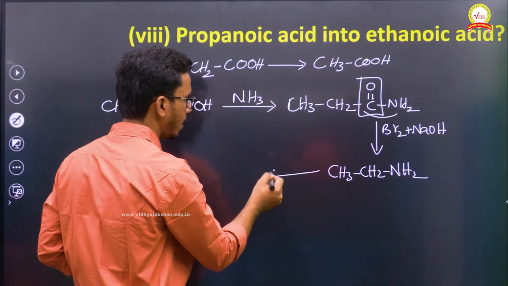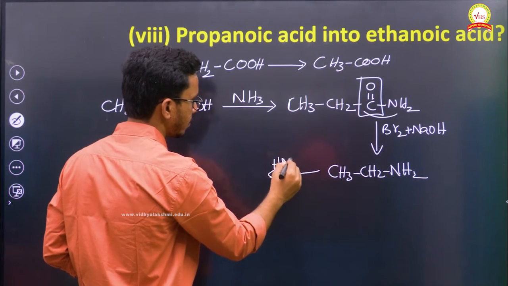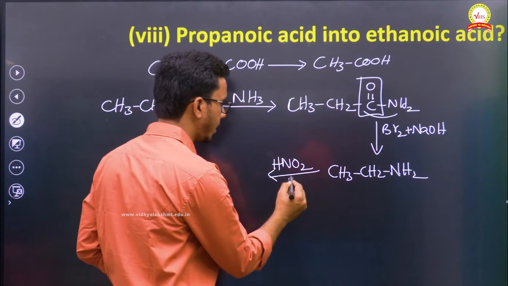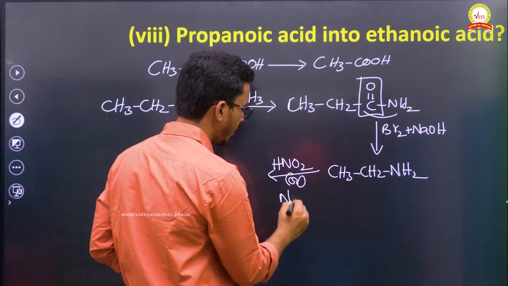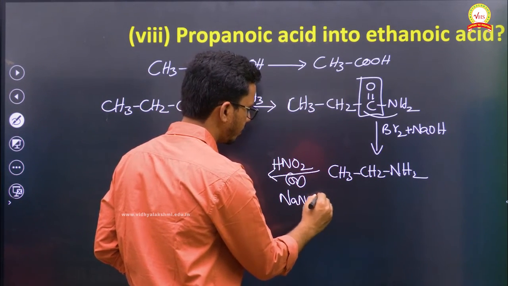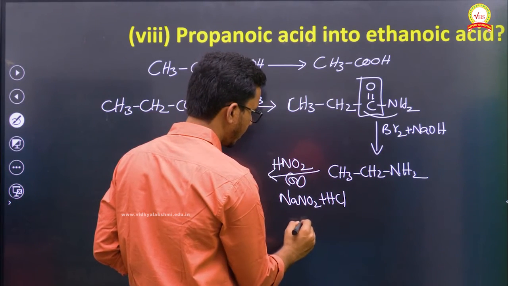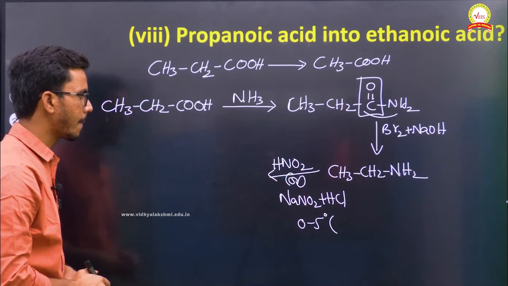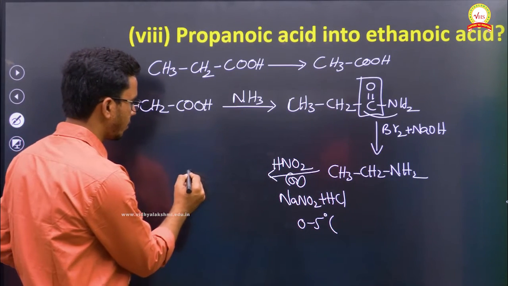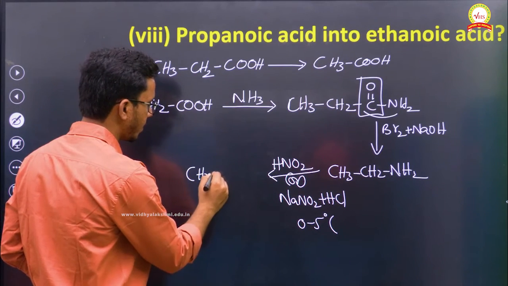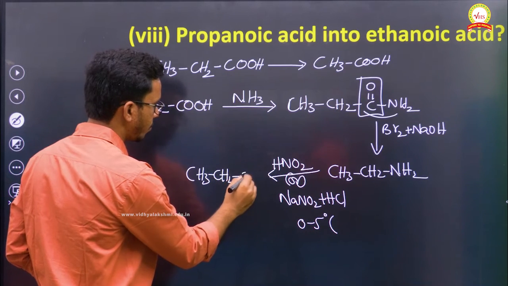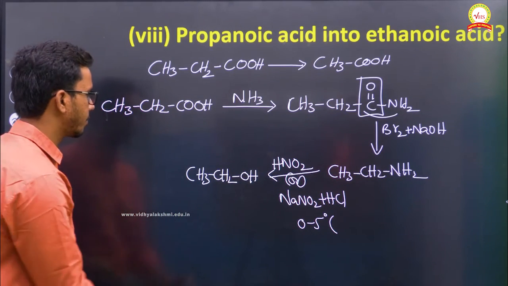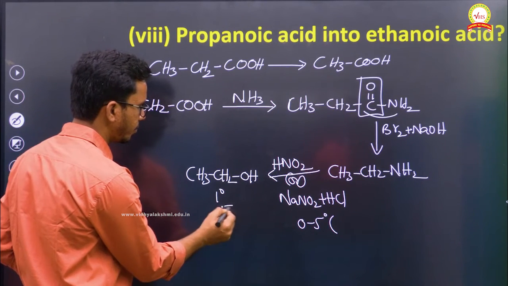This one on reaction with HNO2, or you can also take NaNO2 or KNO2 plus HCl at 0 to 5 degree Celsius. What can we get here now? We can get CH3CH2OH. Now how can a primary alcohol be converted into the respective acid?